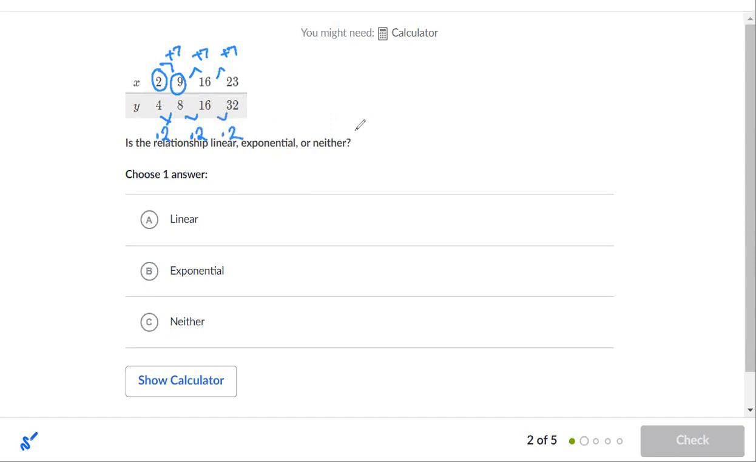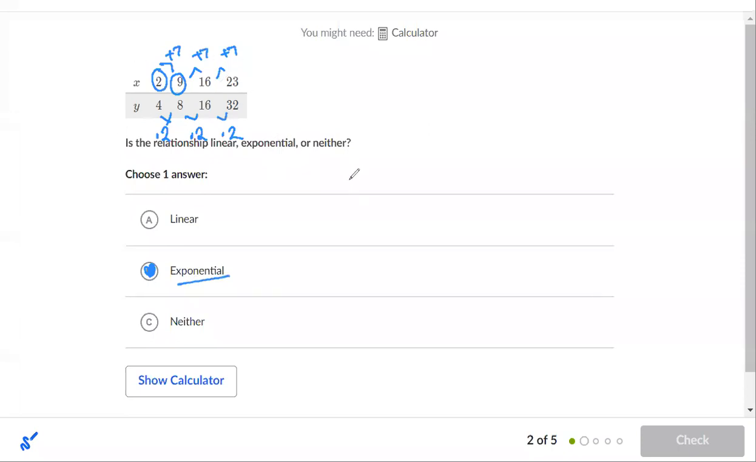If you are adding a constant value to get the next number, you say linear, but if you're multiplying, that's going to be exponential. So I'm going to say that it is exponential, because when you increase the x values by the same amount, the y values are not increasing by the same amount. The y value is just doubling. So that will be exponential.